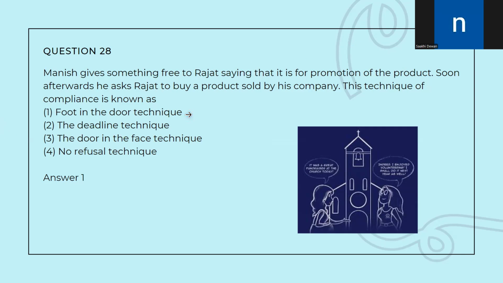The foot in the door technique states the person begins by making a small request, which in this case was to take the free product, that the other person is not likely to refuse. Once the other person carries out the request, a bigger request is made, simply because the other person has already complied with the smaller request. So in this case, the smaller request was to take the free product for the promotion, which was followed by a bigger request, that is buying the product sold by the company. So the correct answer is option number one, foot in the door technique.